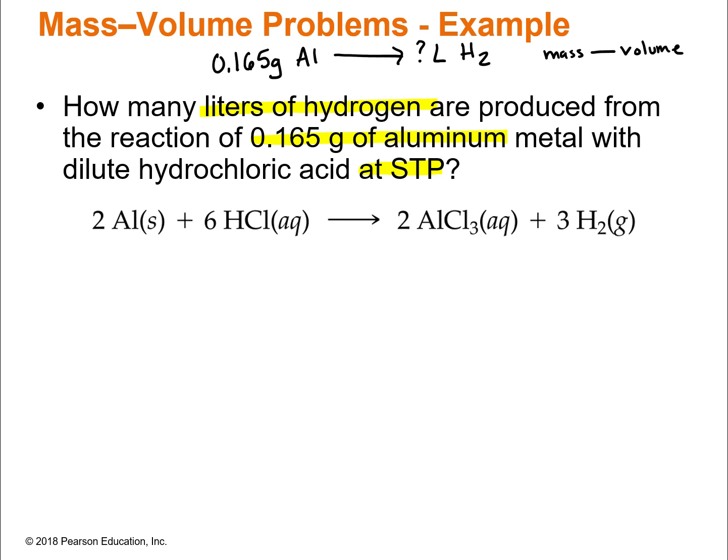This is important. When you identify the problem type, you know which generic equation you're going to choose to help you solve. We're still going to assign our A and our B the same way. A is going to be what you're given information about. That's going to be the aluminum. B is the hydrogen gas, the one that we're trying to figure out.